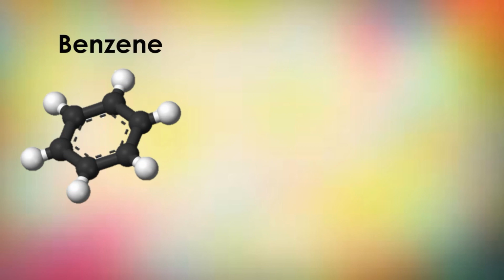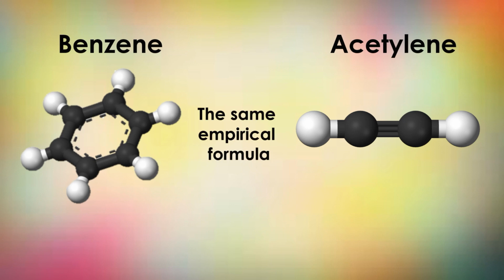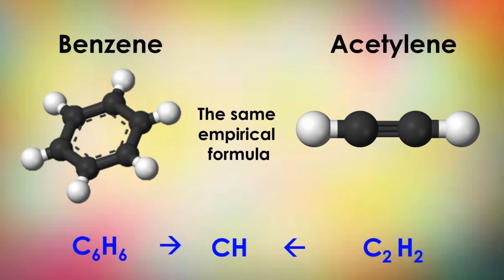For a chemical example, consider benzene and acetylene. We can see that for benzene, the molecular formula of C6H6 reduced to an empirical formula of CH, since there is 1 hydrogen atom for each carbon atom. Similarly, the molecular formula of acetylene, C2H2, also can be reduced to CH.